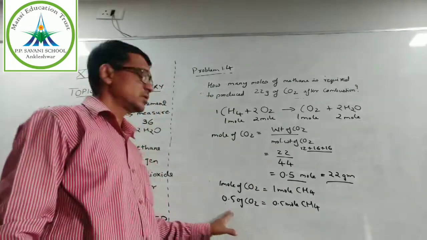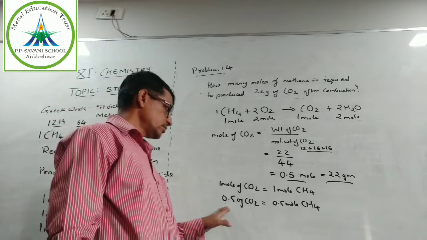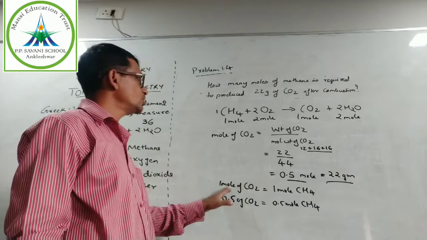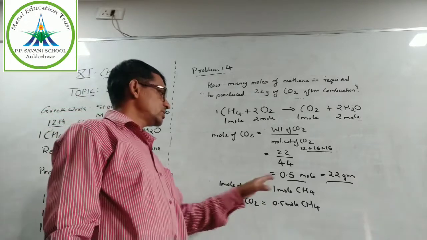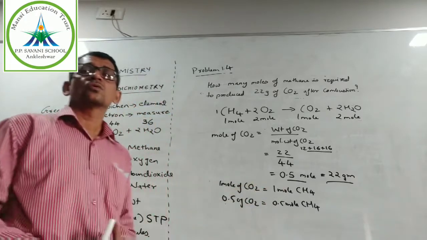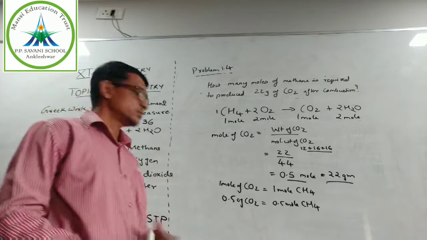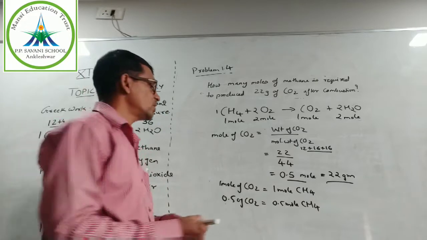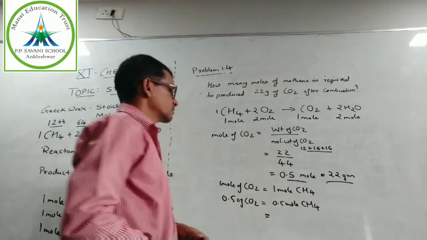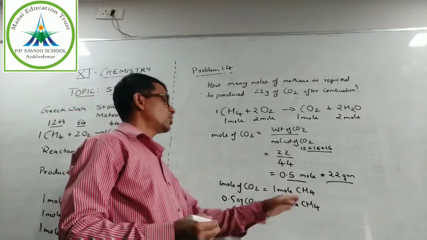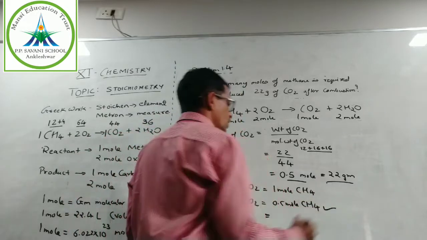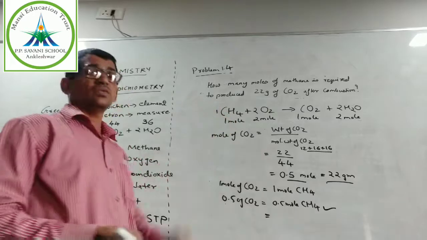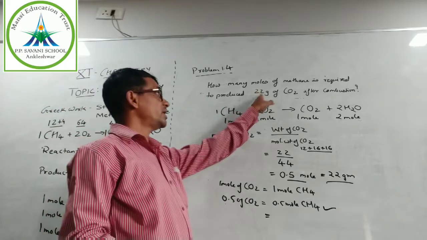Okay. So stoichiometry is 1:1. Number of mole of CO2 produced is directly proportional to number of mole of methane required. So here 0.5 mole of methane is required. Answer is coming. But we want to find how many grams of methane is required to produce 22 grams of CO2.